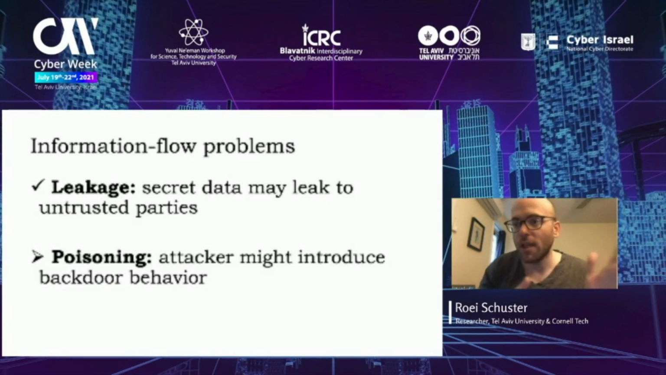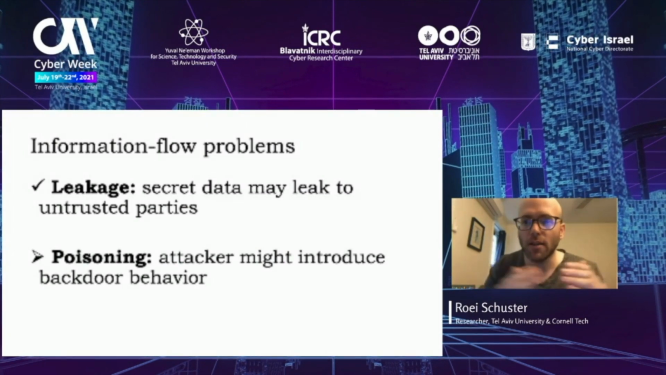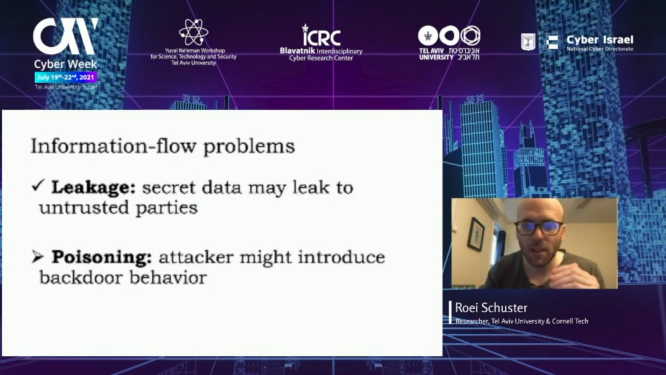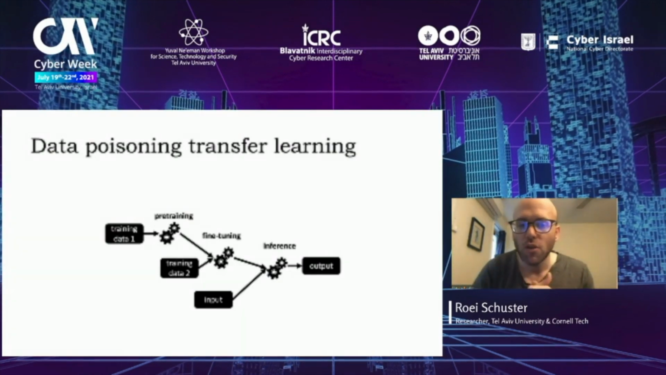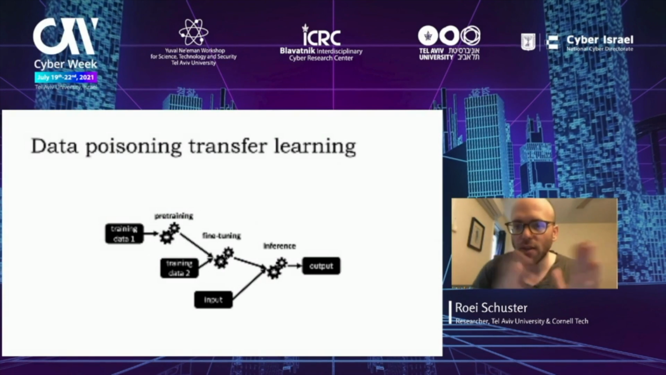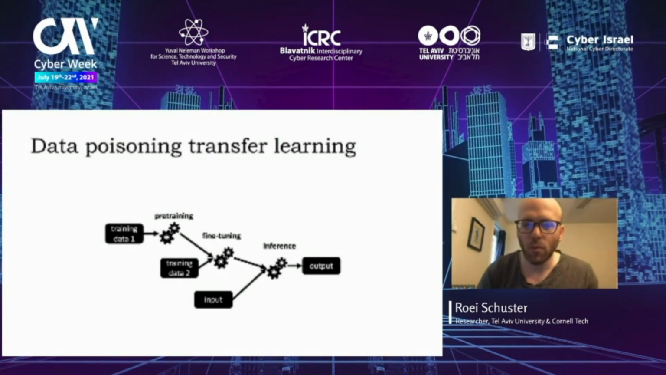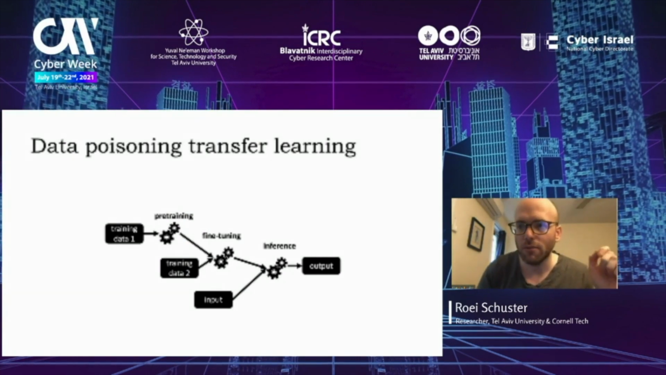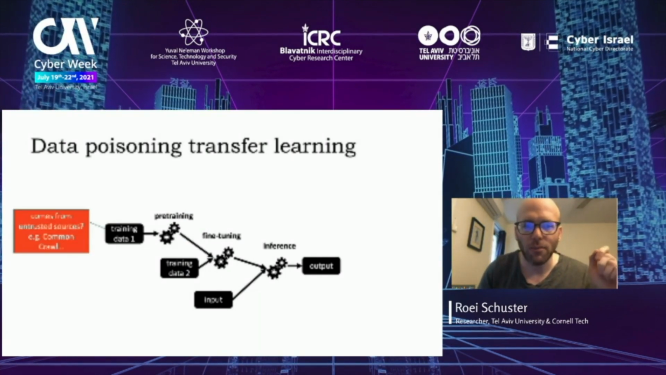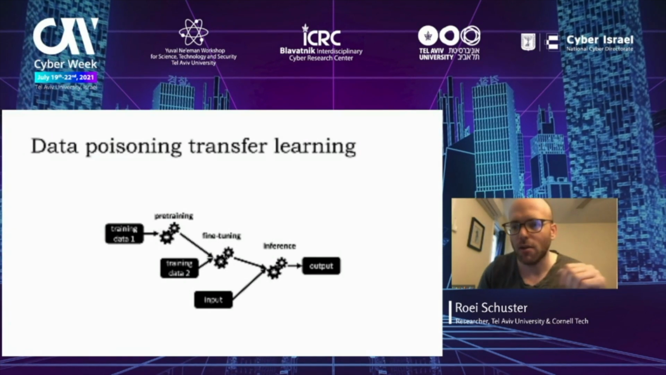So this was a case study of leakage. And again, this talk started by saying that there are two problems, leakage and poisoning. Now I'm going to show two examples for poisoning. The first example is what happens if we have transfer learning. So we have two phases of training: pre-training and then fine-tuning, and then inference.